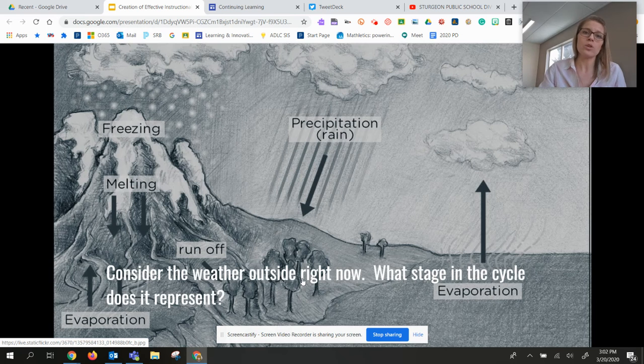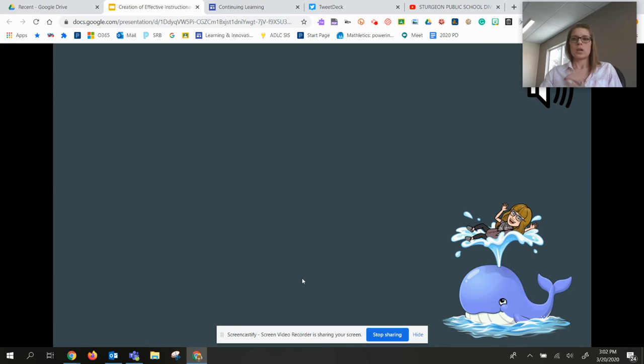But an alternative could be something like this. So here's a visual. I might ask, consider the weather outside right now. What stage in the cycle does it represent? And then I might stop and give you the space to think about that without overwhelming you with the means by which I'm representing the content. Okay. Here is strategy number 3.